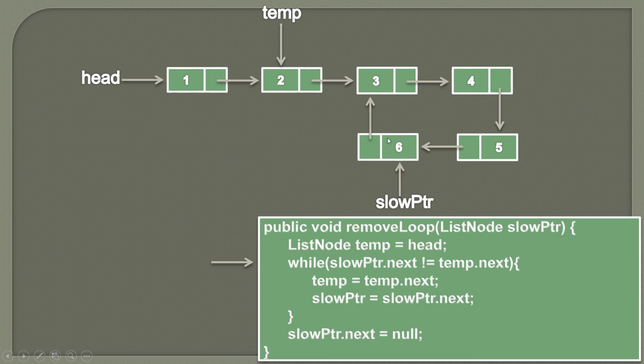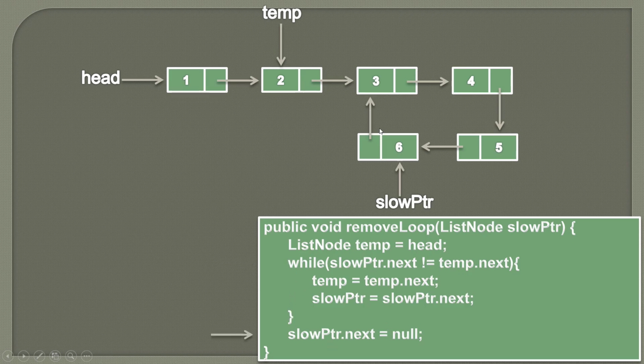And why do we need a node before the starting point of the loop? Because we need to break this link, and the only way to break this link is if we have a reference to this node. So the only difference between the two algorithms is this condition. If you want to find the starting point of the loop, then the while loop condition is slow pointer not equal to temp, and if you want to find a node before that, then you have to provide the condition that slow pointer next is not equal to temp dot next. So here this condition comes out to be false and the while loop will terminate.